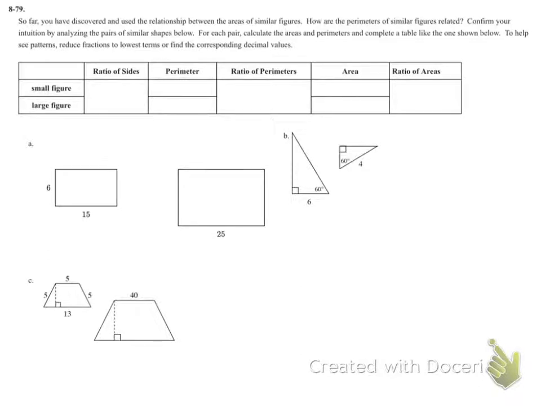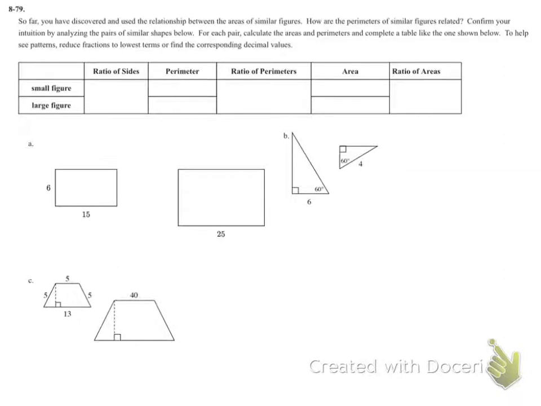So question 79 says, so far you have discovered and used the relationship between areas of similar figures. How are the perimeters of similar figures related? Confirm your intuition by analyzing the pairs of similar shapes below. For each pair, calculate the areas and perimeters and complete the table like the one shown below.